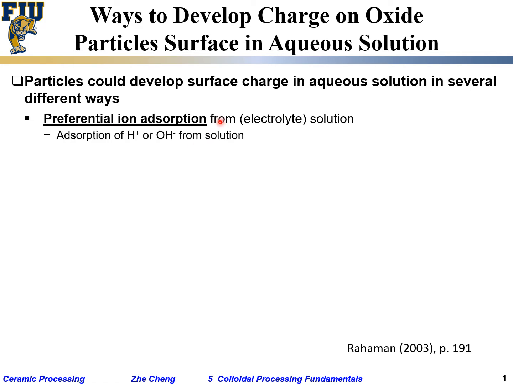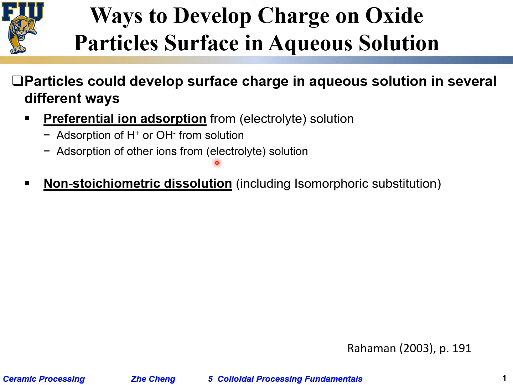covered by certain charge. For example, if the particle likes protons, then it would selectively or preferentially adsorb protons onto the surface. Or if it likes hydroxy groups, negatively charged, then it would selectively attract hydroxy groups from the water. And other than protons and hydroxy groups, it may also adsorb other charged ions, quite often from electrolyte solution, from salt solution, or from acid or base solution. Okay.